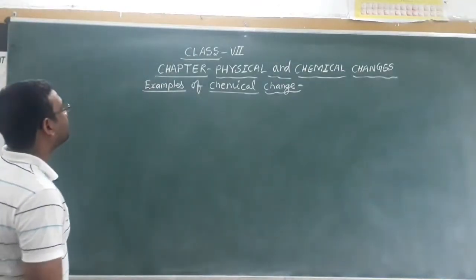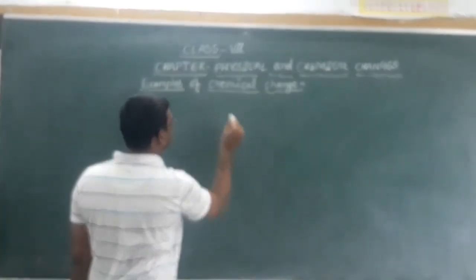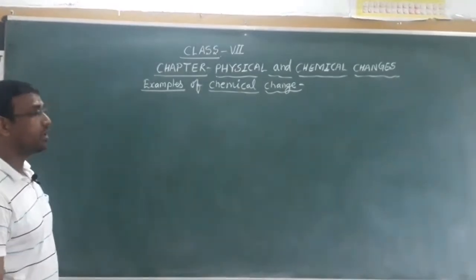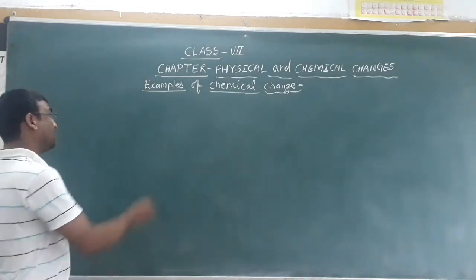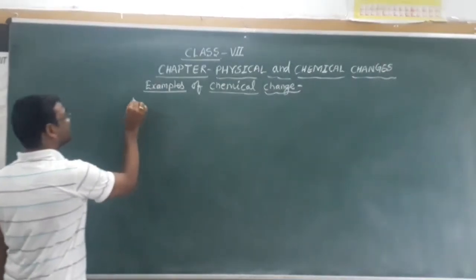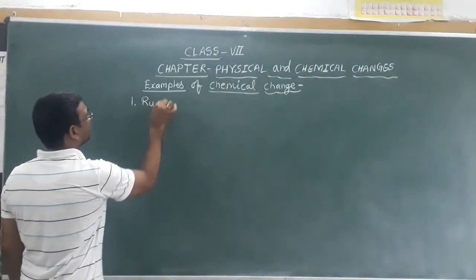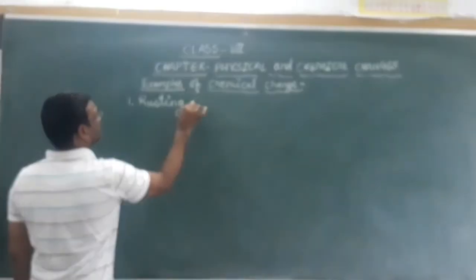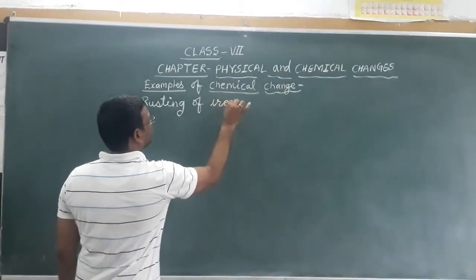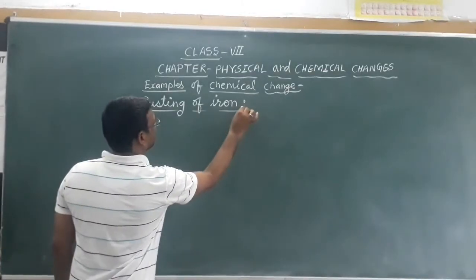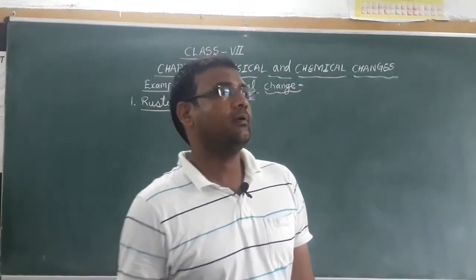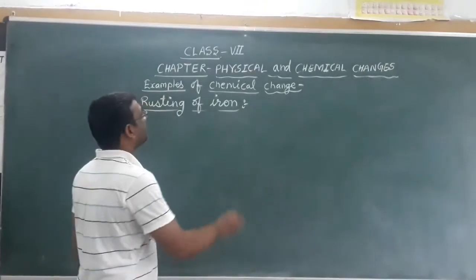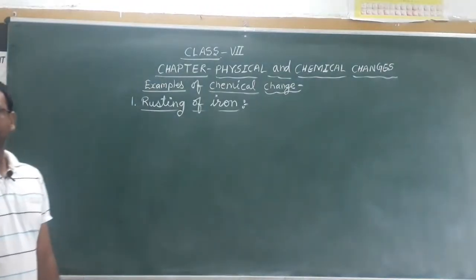Now here we will take some important examples of chemical change, and we will also be performing an activity. So in the examples of chemical change, the first example is rusting of iron. Now the important thing is how rusting of iron happens, or what are the factors which are responsible for the formation of rust.